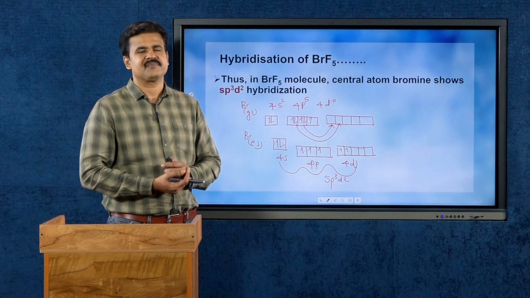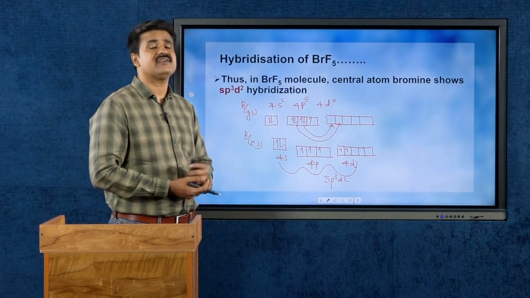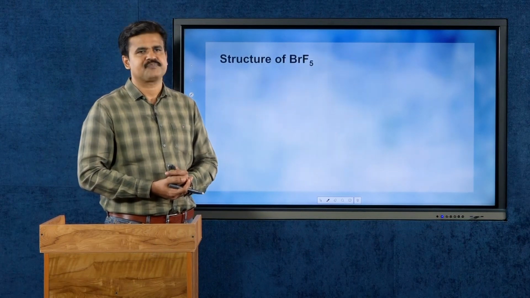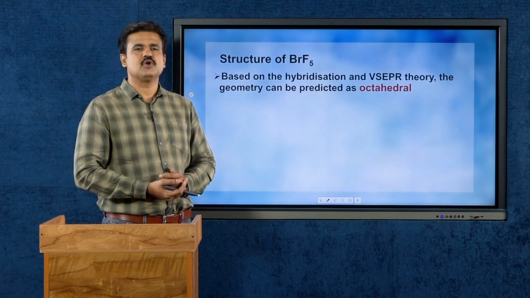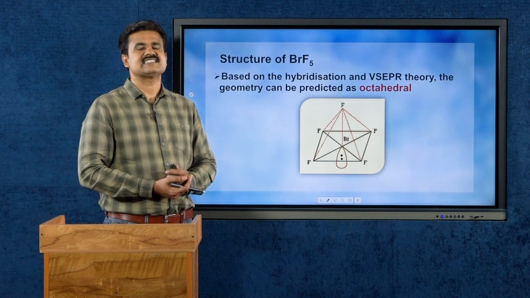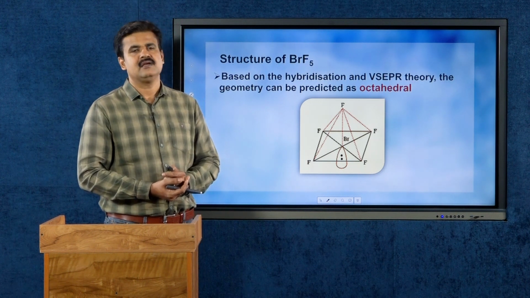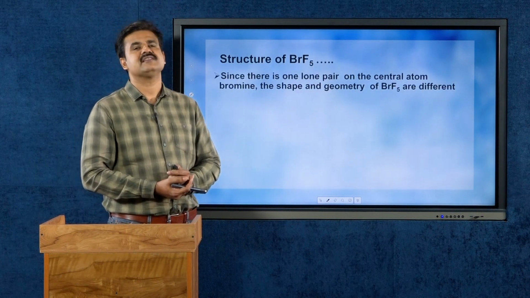So it is clear that in the geometry of the BrF5 molecule, there will be a lone pair of electrons on the central atom bromine. Now, based on the hybridization and VSEPR theory, the geometry can be predicted as octahedral, and this is the octahedral geometry. Here you can clearly see the position of the lone pair, which is at any one corner of the octahedron, and in order to specify the shape, we have to ignore the contribution from the lone pair. Since there is a lone pair on the central atom bromine, the geometry is different from the shape, and we get the shape by removing the lone pair of electrons.